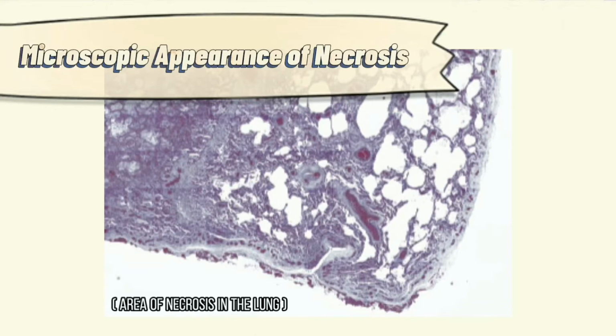Cell outlines are indistinct or absent and may have a more glassy homogeneous appearance due mainly to the loss of glycogen particles. The cytoplasm becomes vacuolated and appears moth-eaten when lysosomal enzymes have digested the cytoplasmic organelles. Calcification of the necrotic cells may occur.